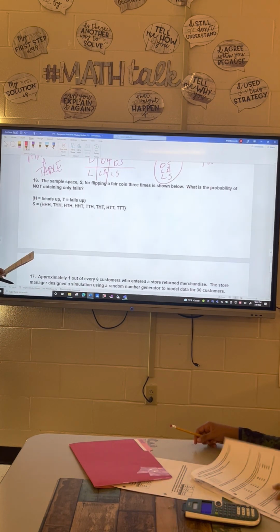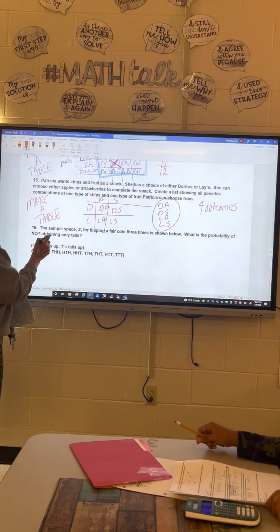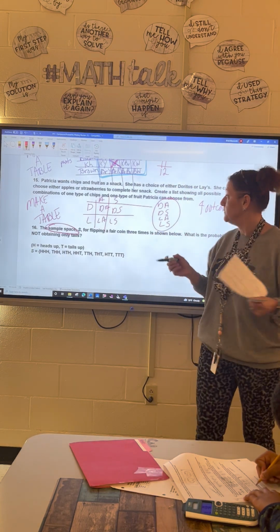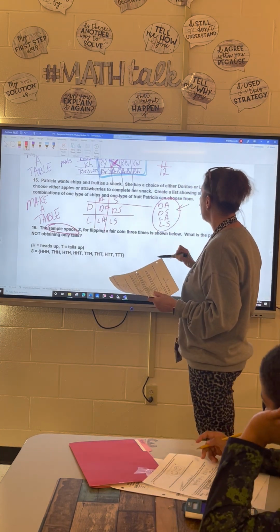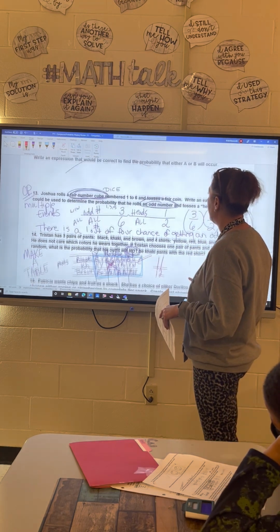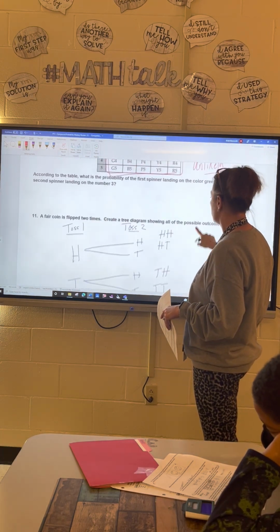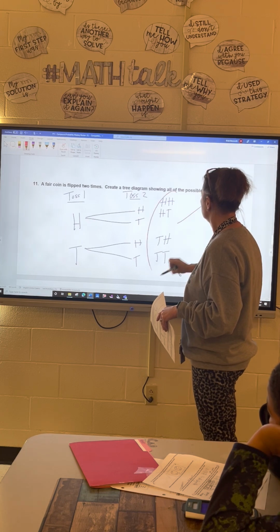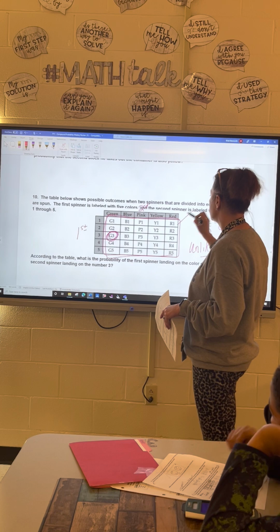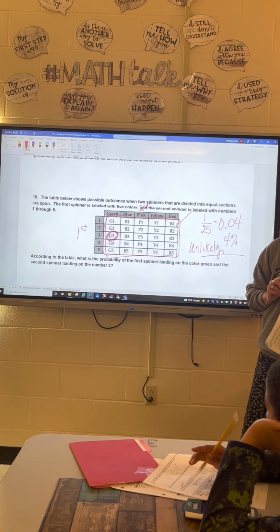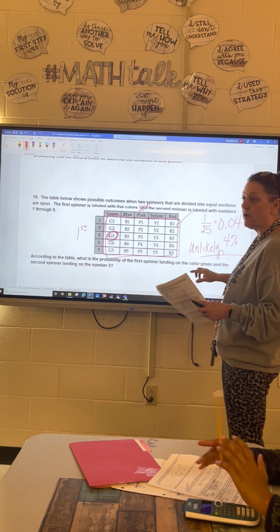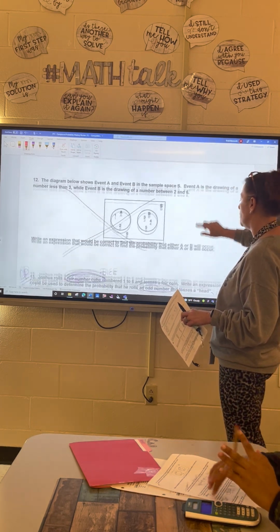Number 16, the sample space. All right, another thing I needed to cover, sample space. Sample space is your outcomes. This is sample space. All of this is your sample space. That's your sample space or your outcomes, okay? Those 2 words are interchangeably used.